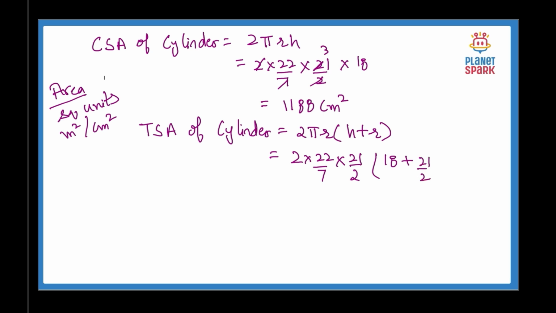Now, let's just make the cancellations. 2 and 2 will get cancelled. 7 and 21 will get cancelled. So, I'm left with 66.